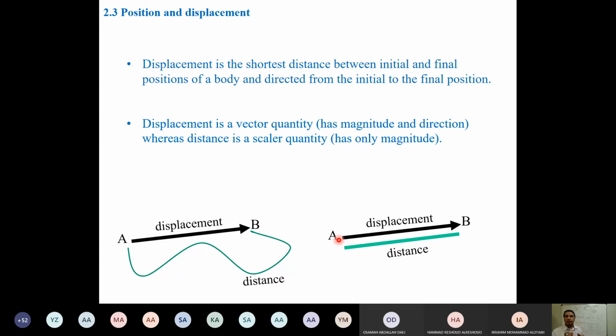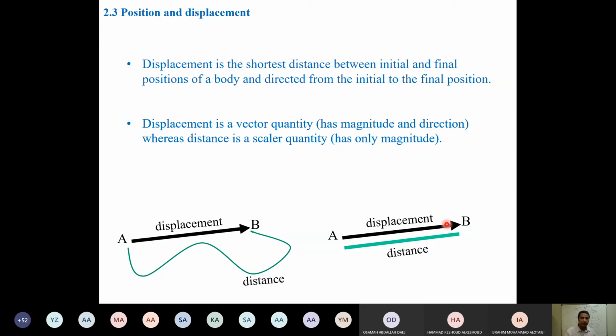The main difference between the distance and displacement is that the distance could be either equal to or larger than the displacement, but the displacement is always the shortest one. And second, it tells the direction. Like if you move from point A to point B, this direction from point A to point B, the vector quantity, that is the displacement.